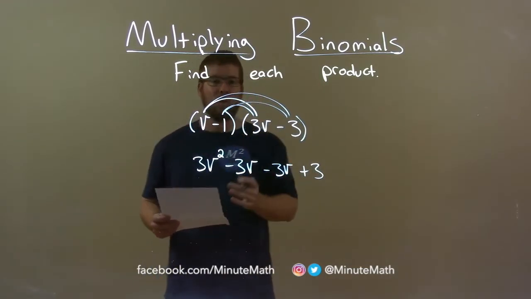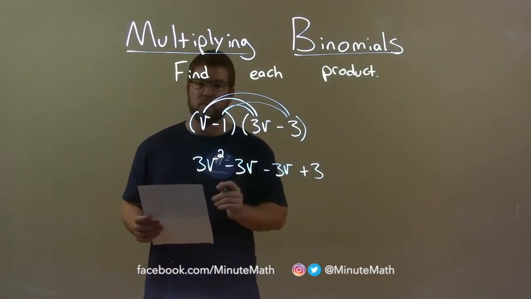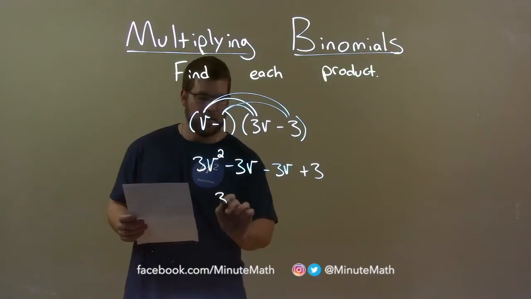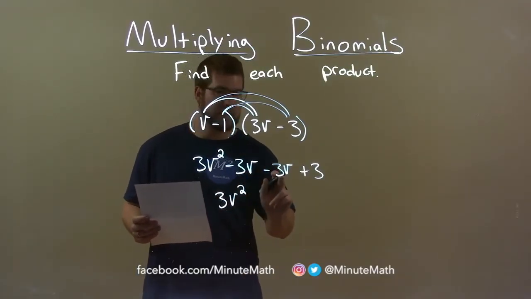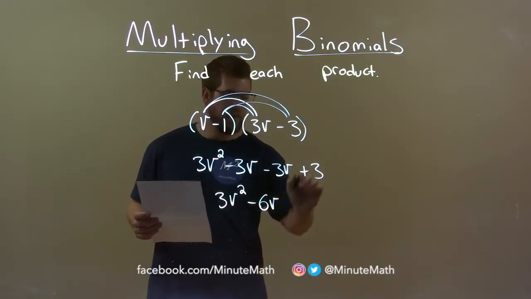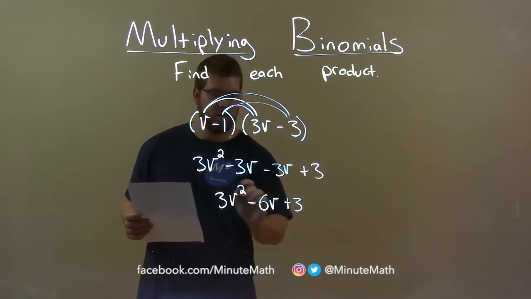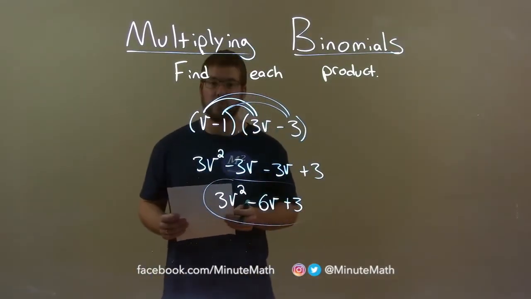So we now want to combine our like terms, which are our minus 3v and minus 3v. So bring down the 3v squared here, and a minus 3v minus a 3v is a minus 6v. Bring down the plus 3, and our final answer is 3v squared minus 6v plus 3.